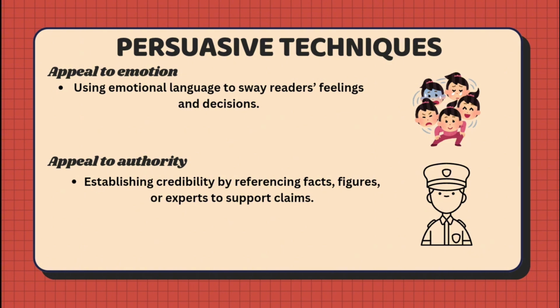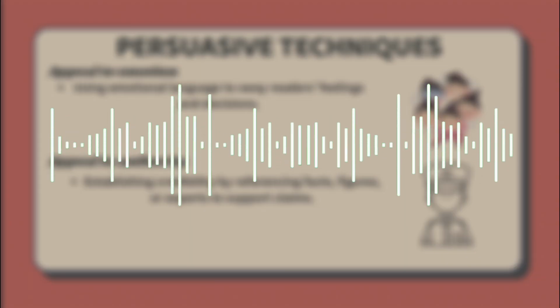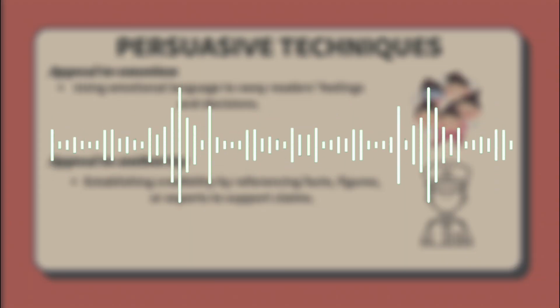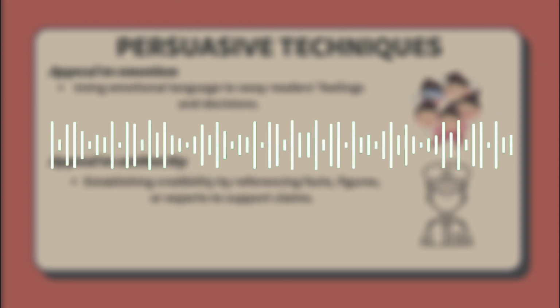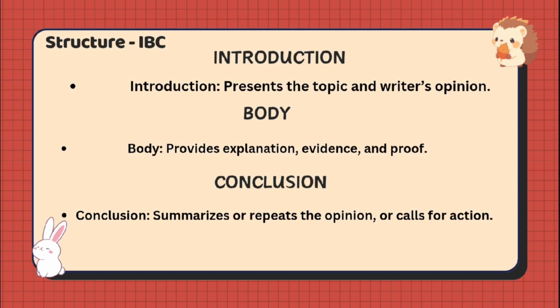Last is appeal to authority. This establishes credibility by referencing facts, figures, or experts to support claims. An example of this is, According to the World Health Organization, daily exercise reduces the risk of chronic illness by 30%. Persuasive writing follows the basic structure IBC: introduction, body, and conclusion.